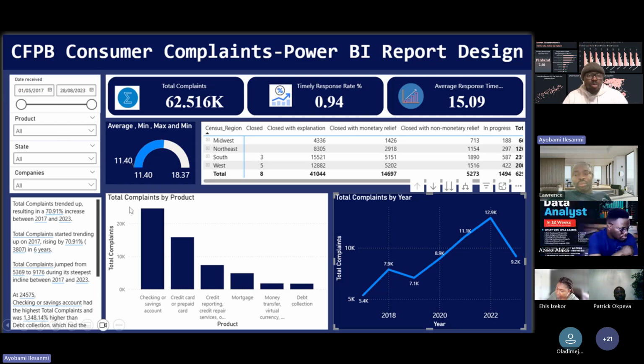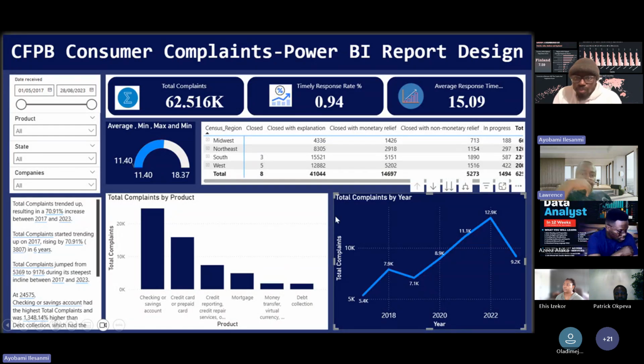So moving on to total complaint by product. From here we can see that checking or saving account is the product that has the highest number of complaints, and the lowest being debt collection.